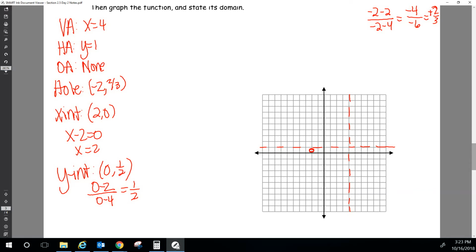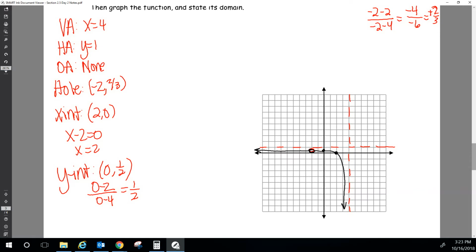I have got an x-intercept at 2, 0. I've got a y-intercept at 0, 1/2. So here's my graph. It's getting close to this hole, but not touching. I think the other half is probably up here, but how can I confirm that?